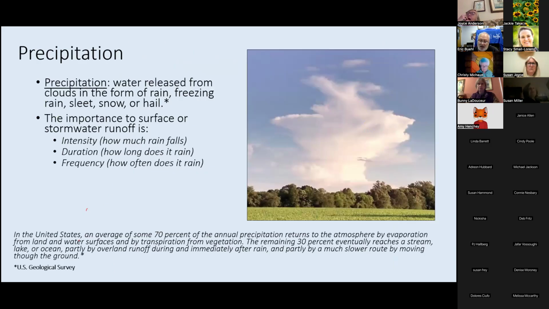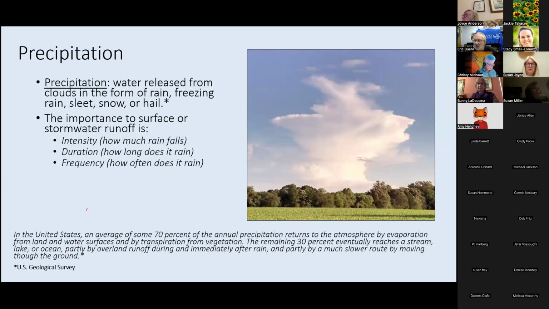So the first is precipitation, and that's anything that started in the clouds and ended up on the ground in the form of either solid or liquid water, snow, sleet, rain, hail, ice, whatever. And the kind of significance to urban or to stormwater runoff or surface runoff are those three words there: intensity, duration, and frequency. You will hear people in the climate resilience realm talk about IDF, those three particular words, and how they use those to try to calculate future changes in runoff.